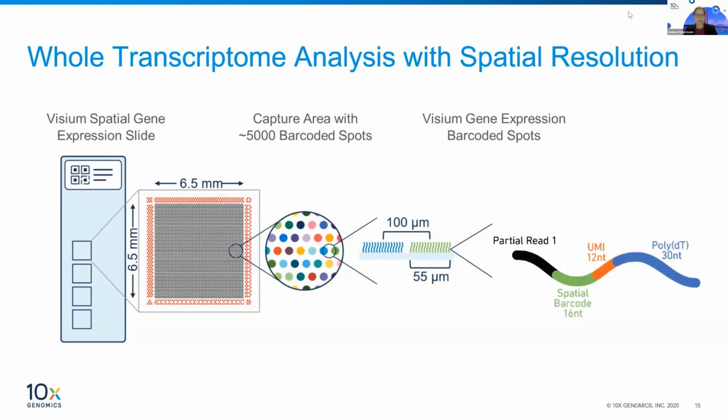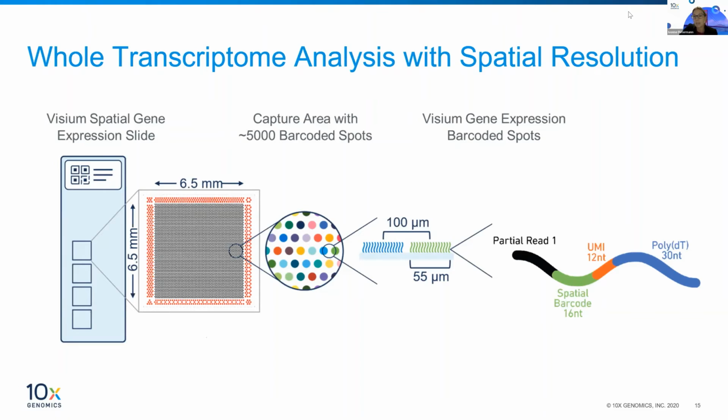So we do realize that it does pose some challenges depending on the tissue types and organs that you're looking at. But within these capture areas, we have about 5,000 barcoded spots evenly distributed and hybridized onto the glass surface. And each spot has a diameter of 55 micrometers. And that really is what defines the current resolution of this platform, which is again, depending on your tissue type, anything from 2 to 5 up to 20 cells within one of these spots.